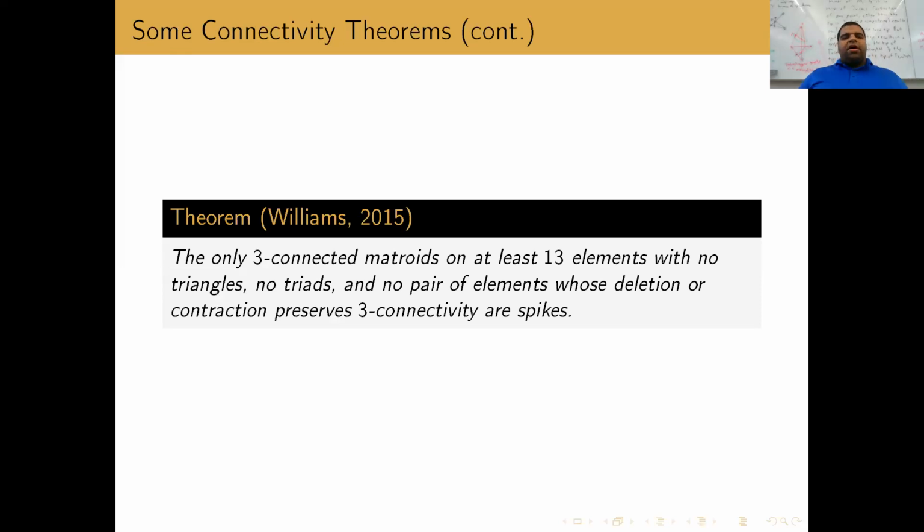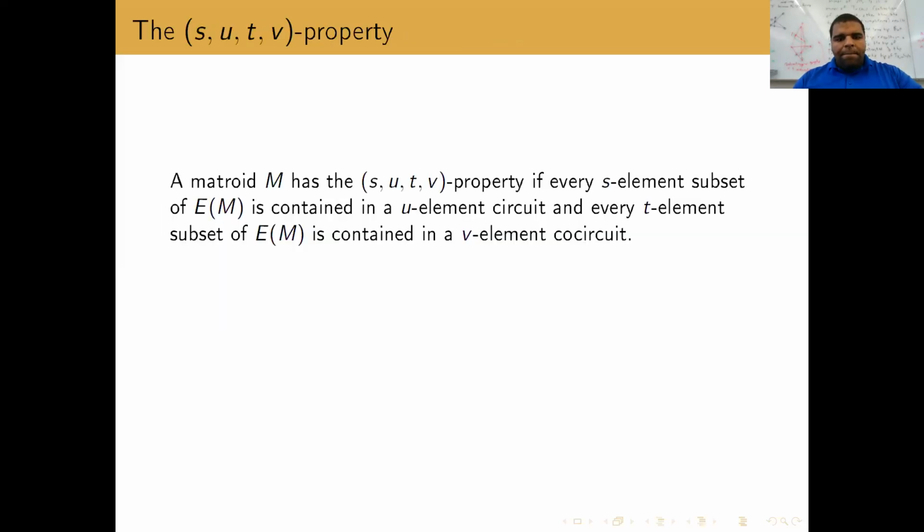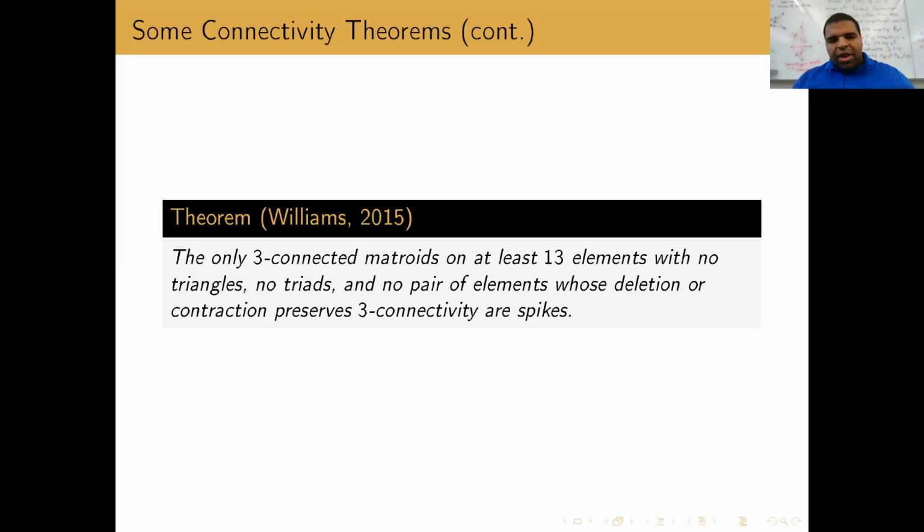And then another result of a student of Jeff Whittle's, Alan Williams, is that the only 3-connected matroids on at least 13 elements with no triangles, no triads, and no pair of elements whose deletion or contraction preserves 3-connectivity are spikes. Okay, so here again is where the spikes are coming in with connectivity.